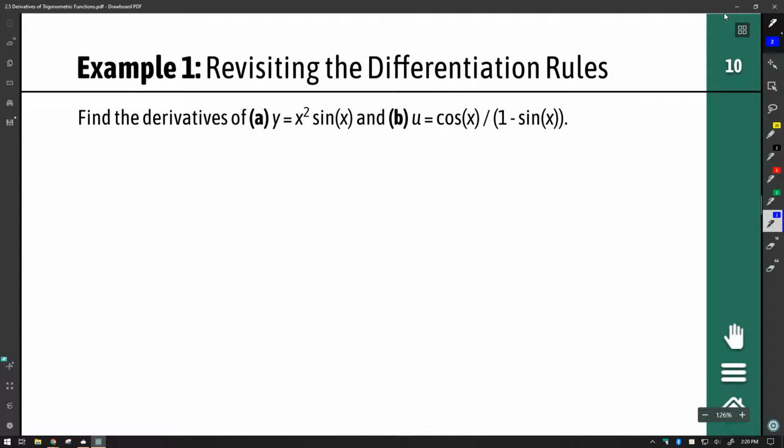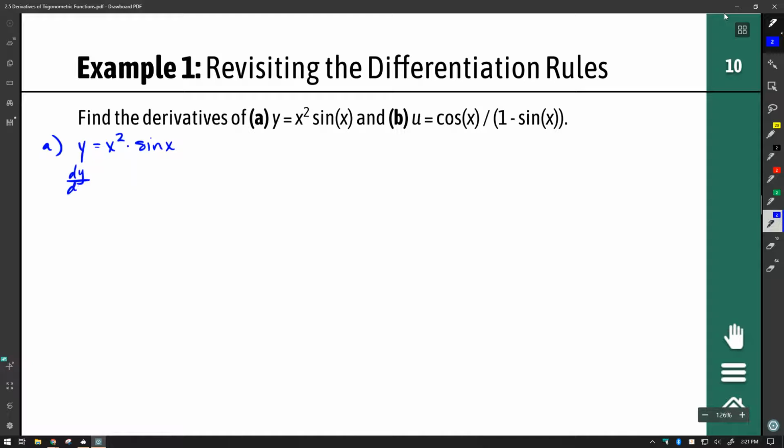Now on to an example. We want to find the derivatives of a, y equals x squared sine of x, and b, a function called u, which is cosine x over 1 minus the sine of x. Let's start with part A, where y is equal to x squared sine of x. And I put in a dot for multiplication to remind us that we need to use the product rule here.